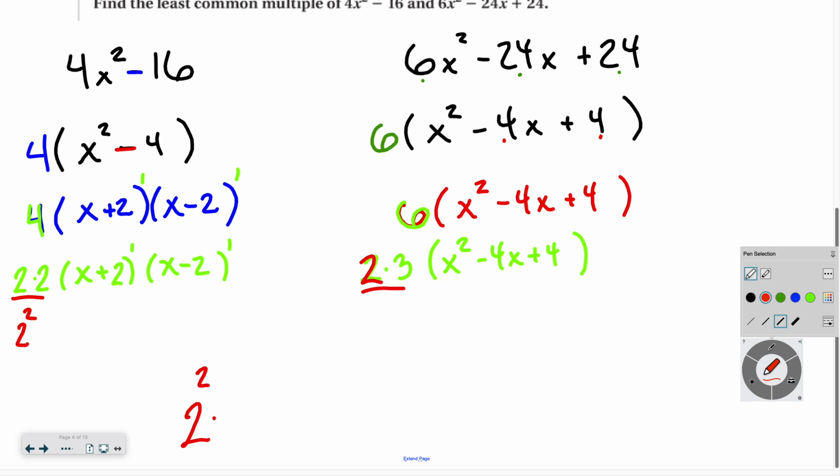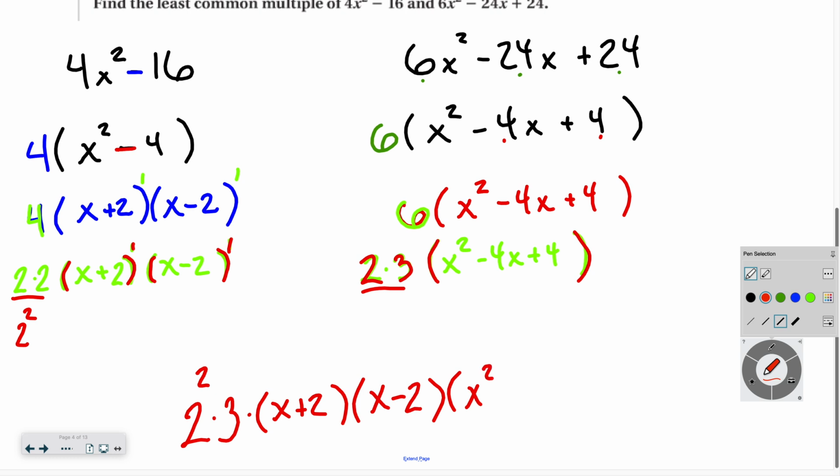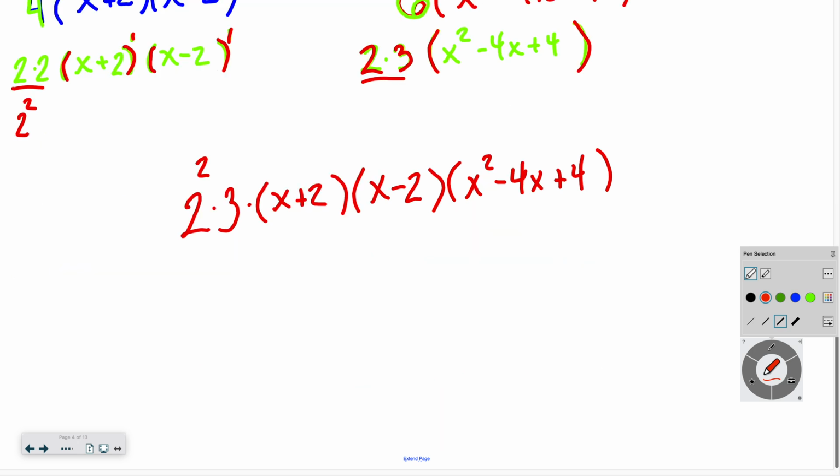And then I do have this 3. It's the only factor of 3 out there, so I have to use it in my least common multiple. Next up, there's only one factor of x plus 2 to the first power. No other factors of that anywhere, so I have to use that as a factor, x plus 2. There's only one factor of x minus 2, and it's to the first power, so I have to use that as a factor. And then I have my last big trinomial here, x squared minus 4x plus 4. That is my last factor.